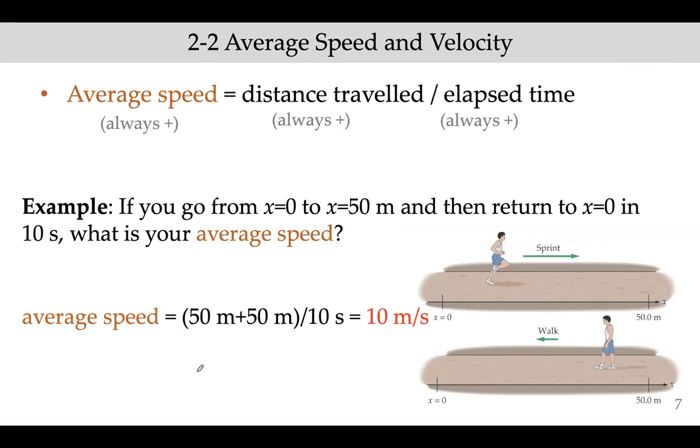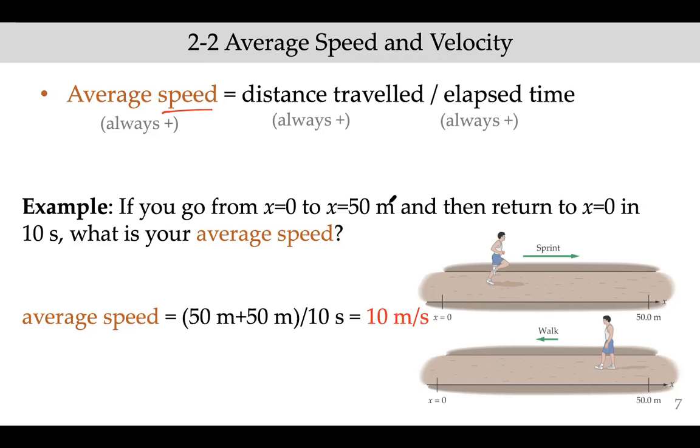Okay, now let's move to average speed. Speed is always positive. So if you take the average of different speeds, because those are positive numbers, you would always find the average would also be positive. So its definition is distance traveled divided by the total time.